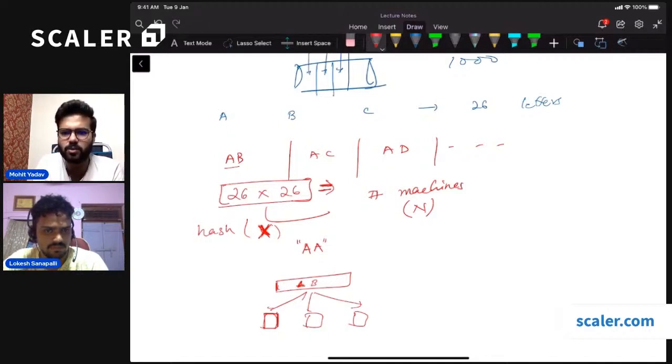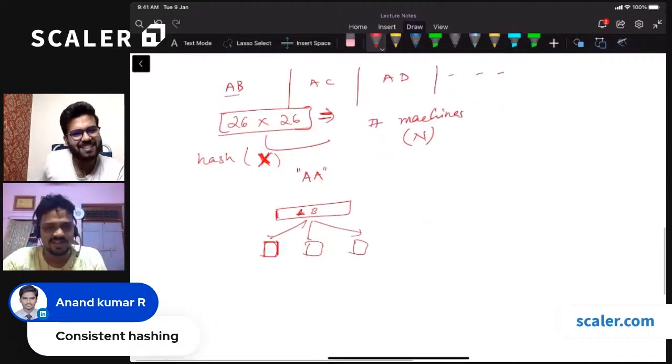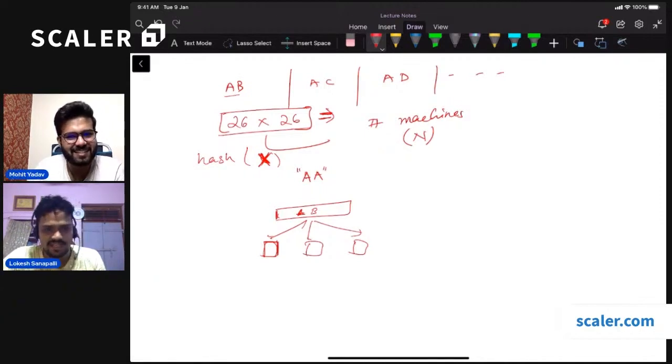Anand Kumar R, you are right, you used the right term. So the term that I was looking at is consistent hashing, right? I was coming to that. As I said, hashing there. I'll eventually come to it, but I had it in my mind. So consistent hashing we can do. Right, so we will use consistent hashing.